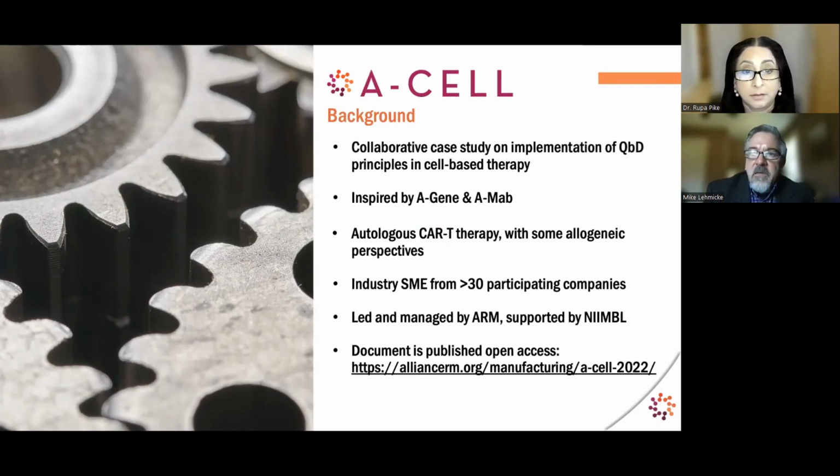The content of A-Cell was developed with the input of subject matter experts from over 30 participating ARM member companies. We led and managed this process, and we were fortunate to have funding to support it from Nimble. The document is open access, and you can see here in the link down at the bottom where you can download it from our webpage.